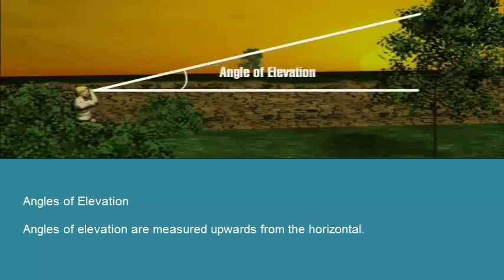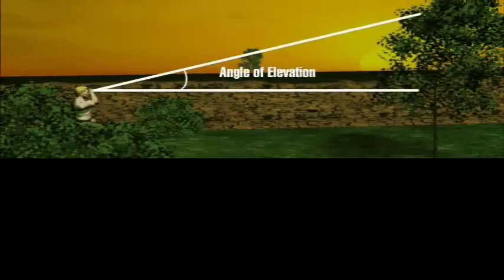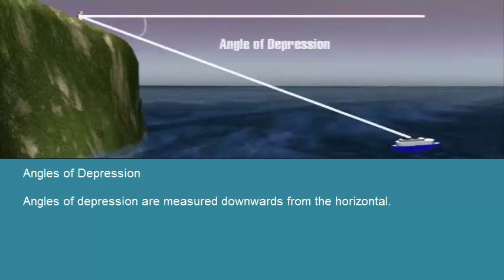Angles of elevation are measured upwards from the horizontal. Angles of depression are measured downwards from the horizontal.